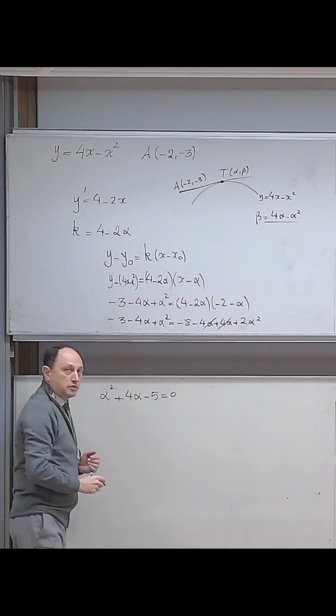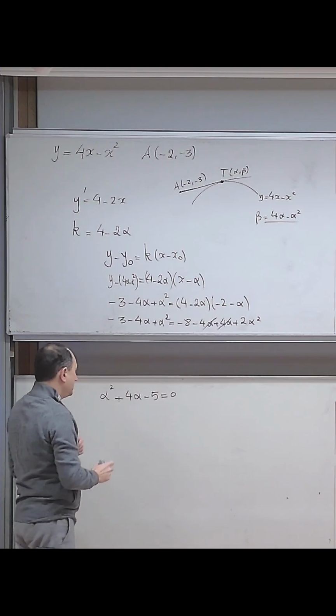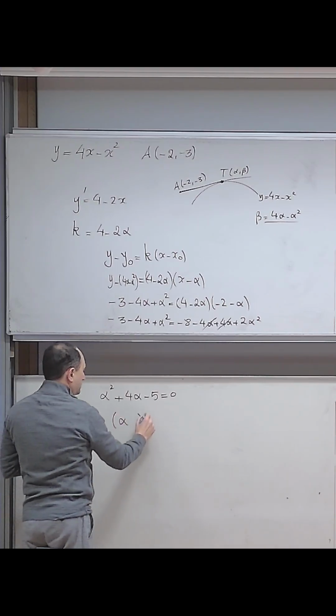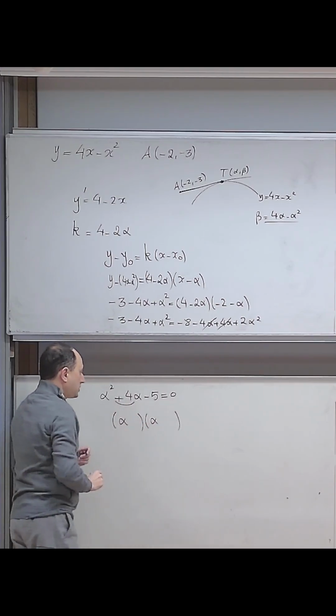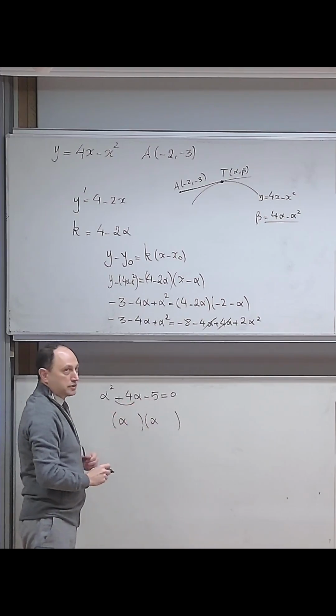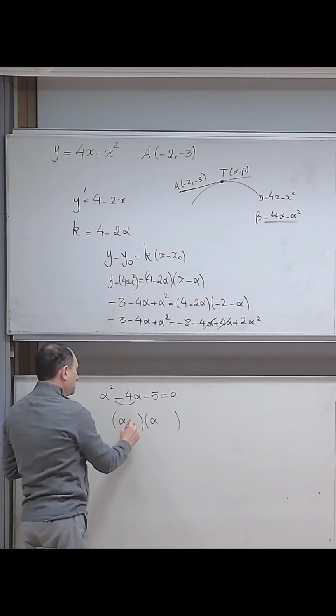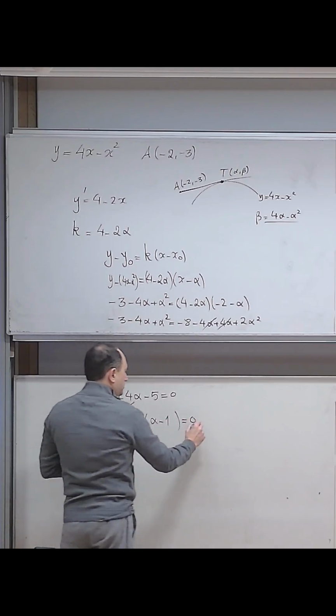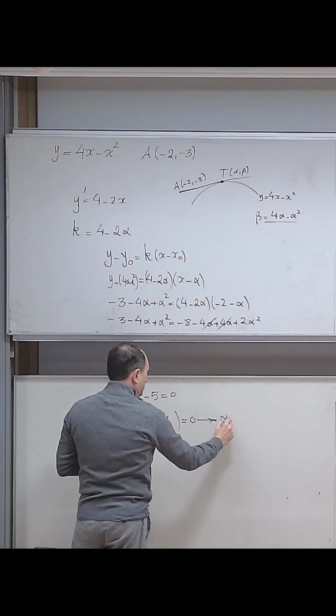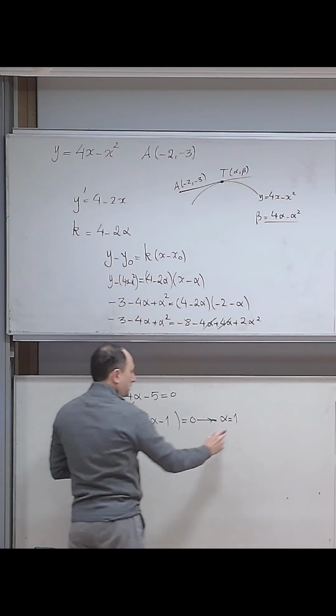We can use the PQ formula or the ABC formula, but here it is much simpler to factorize, so I put 1 alpha here and 1 alpha there. I need two numbers whose sum is positive 4 and whose product is minus 5. So it is plus 5 and minus 1. This means that there are two answers for alpha. Either alpha is 1 or alpha is minus 5.